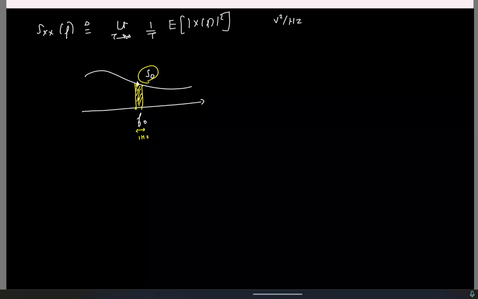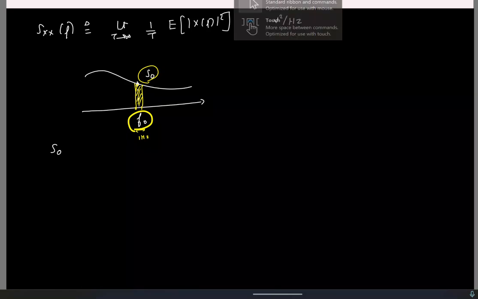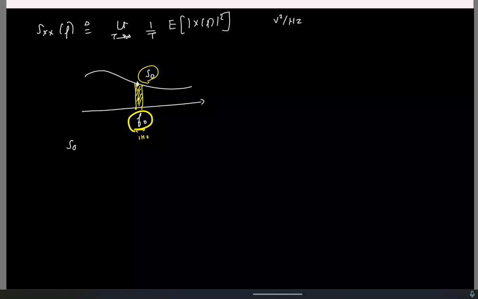Remember, it's a density function similar to a probability density function. The actual value at any point is still zero. That is, if I were to find the power of a sinusoid at a frequency f naught, that is basically the combined strength of all the sinusoids, which is S naught, and you have infinite such sinusoids in that bandwidth, so it will be zero. Is that okay? It's exactly analogous to your probability density functions.